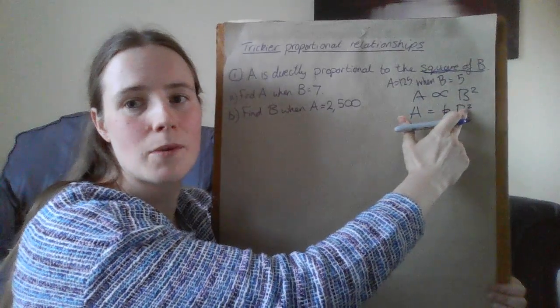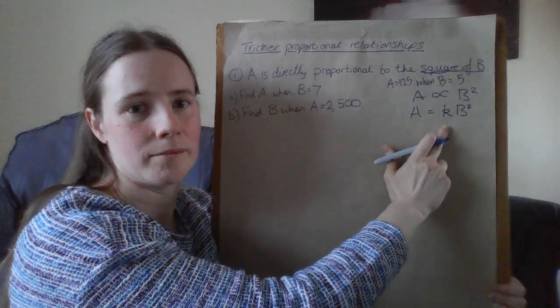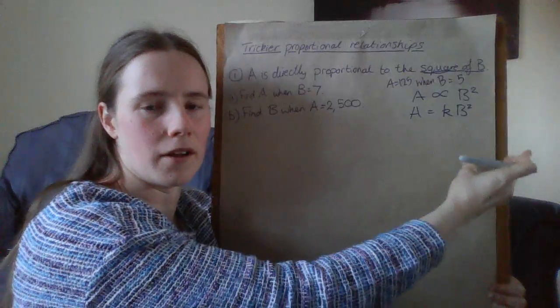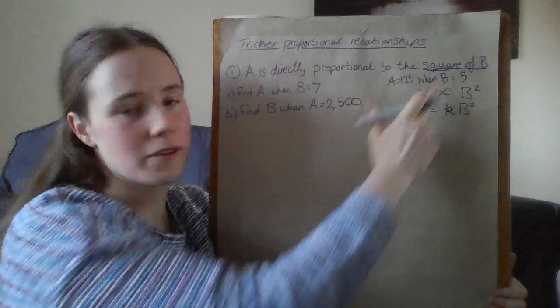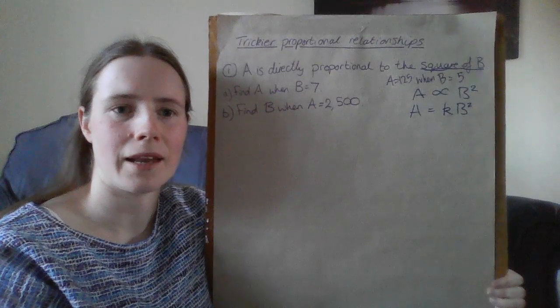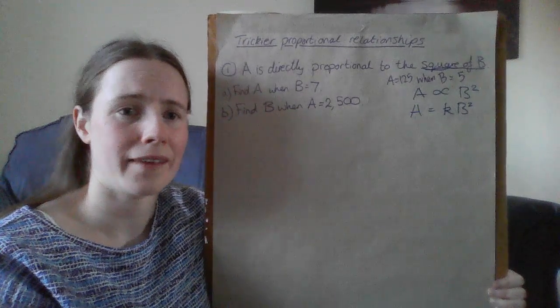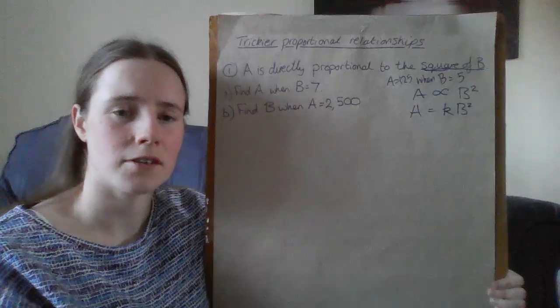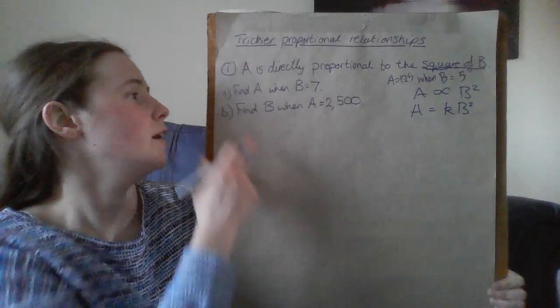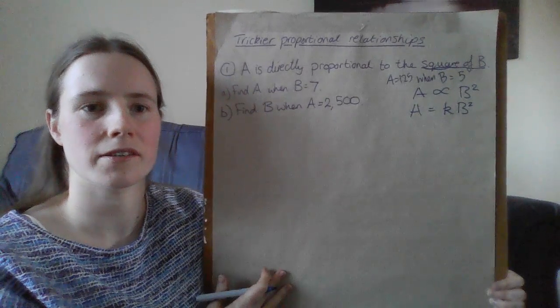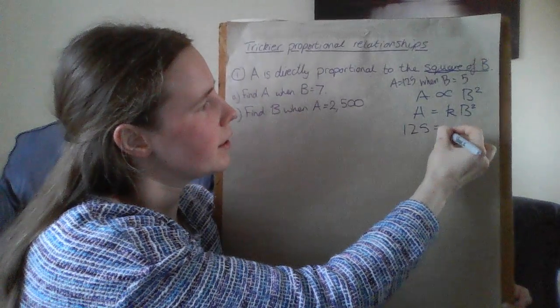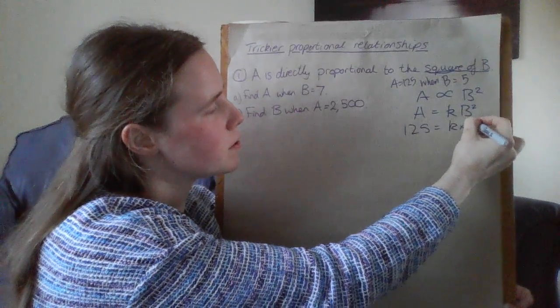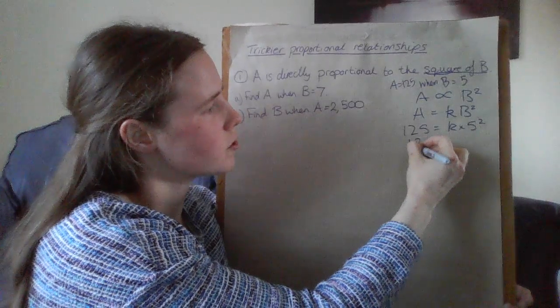Notice the bit that's being squared is the B, not the K. It's K times the answer to B squared. I'm now going to use the two values I was given in the pair in the question. That's going to allow me to work out the value of K, and then I'll have a complete formula. As soon as I've got a formula, just like before, I'm going to be able to work out questions like this. So I'm going to substitute in 125 equals K times 5 squared.